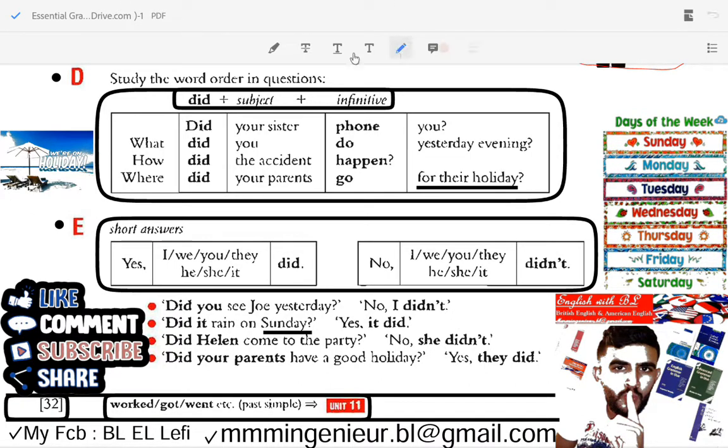D. Study the word order in questions: did plus subject plus infinitive. What did your sister phone you? What did you do yesterday evening? How did the accident happen? Where did your parents go for this week's holiday?